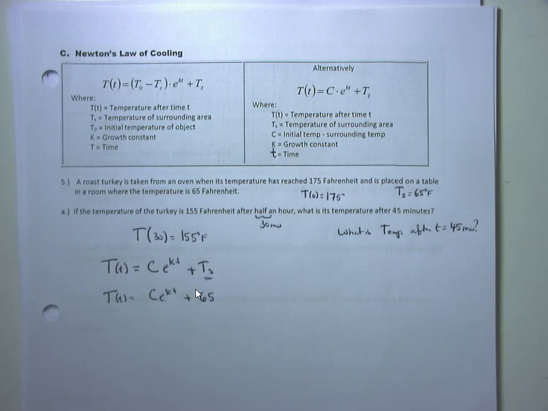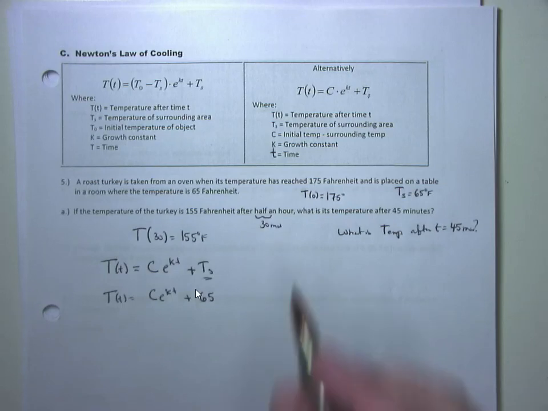Does that make sense? That is why, with these two constants and the surrounding temperature, you actually have to have two measurements of whatever you're analyzing, whether it be the turkey or ice cream or the O.J. Simpson problem we'll do in a minute. You have to have two different measurements of the body that you are working with.